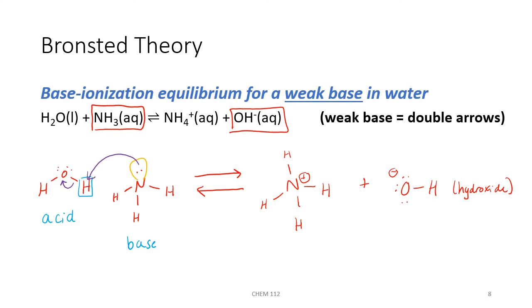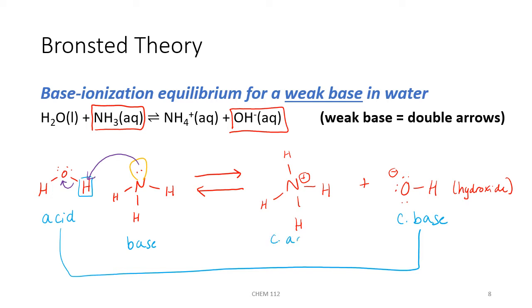So in this case, the water was our acid, and water's conjugate base will be the hydroxide ion. So those two species are a conjugate acid-base pair. And ammonia was our base, and so in this case, ammonia's conjugate acid will be the ammonium ion. So those two are a conjugate acid-base pair.